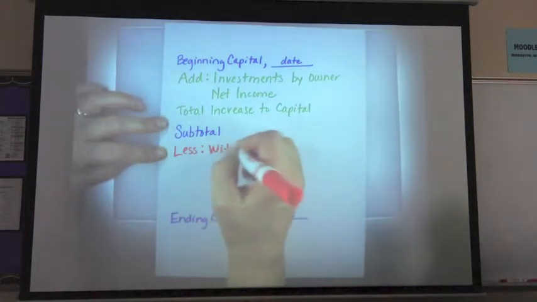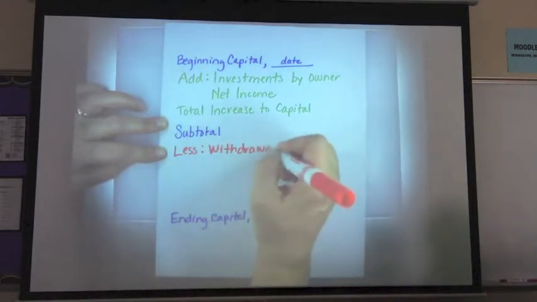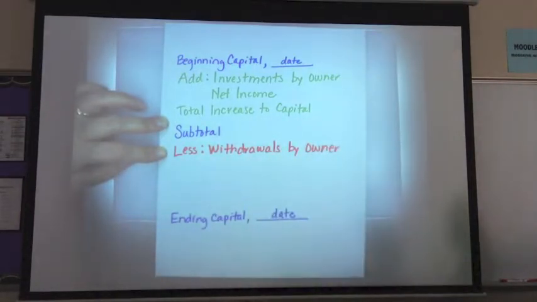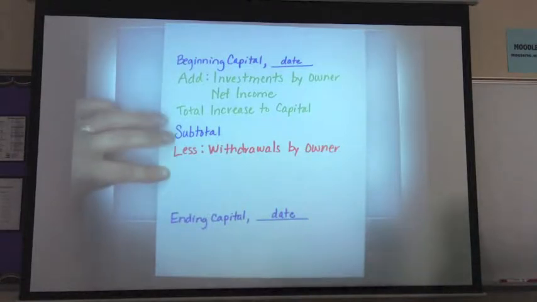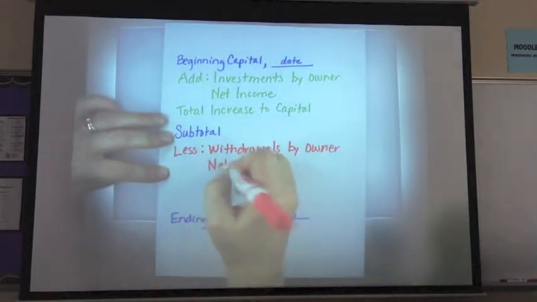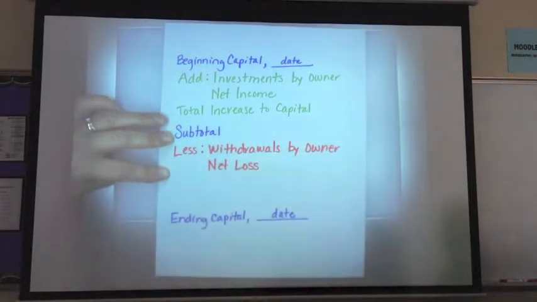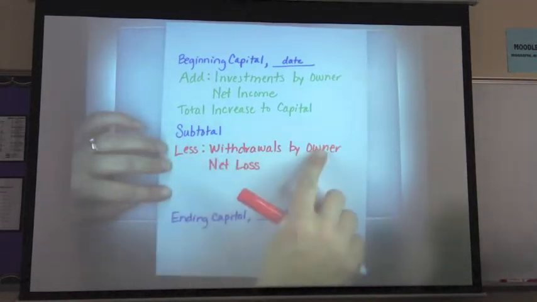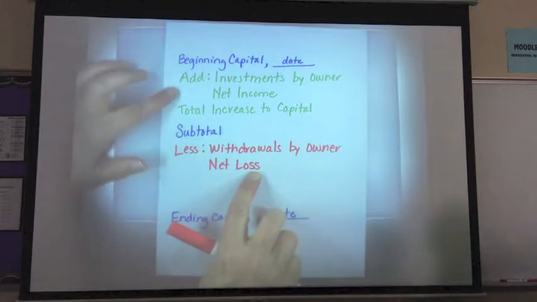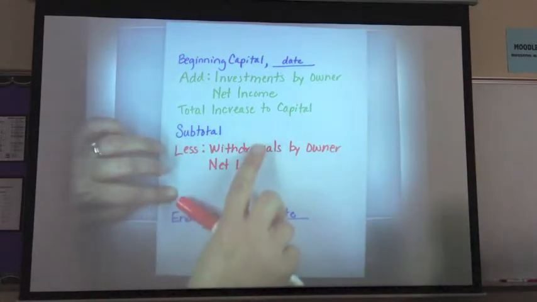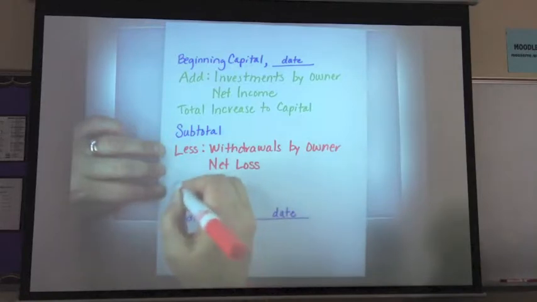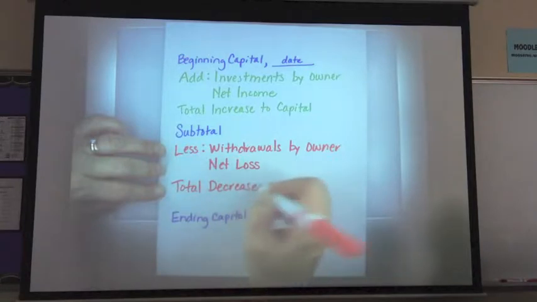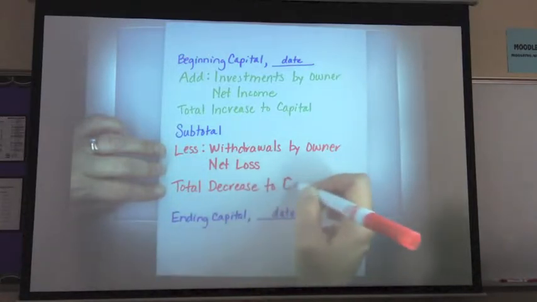Withdrawals by owner. The second thing that could make your capital go down is a net loss. Same as up here, you may not always have a withdrawal by the owner, and there may be times where it's a net income and you won't have a net loss. But if both of them happen, you're going to need total decrease to capital. Whoops, can't spell.